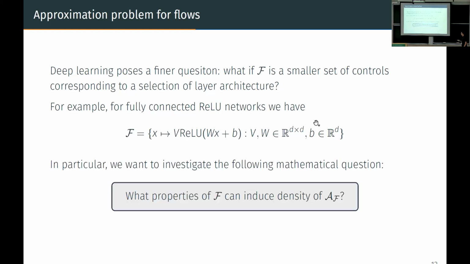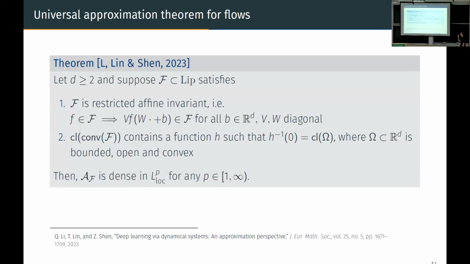So we want to investigate the following mathematical question, which is what properties of F can induce density of A_F? Okay, so we know that C1 is enough, but can we do with less? So here's one result in this direction, which gives a set of sufficient conditions on F to induce density. Okay, so basically we need two assumptions. The first one is that it is restricted affine invariant, which means that if you give it an offset and a scaling of any control function in your set, you should still stay in your set.